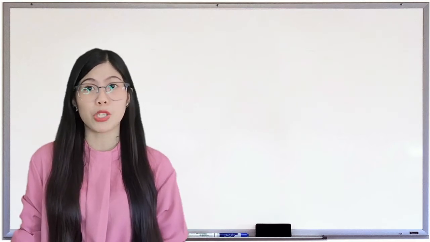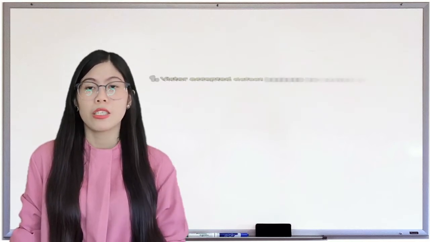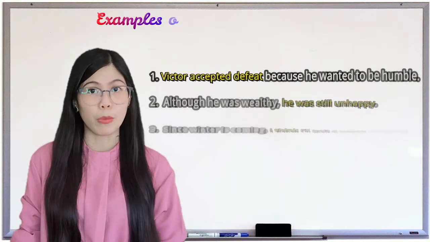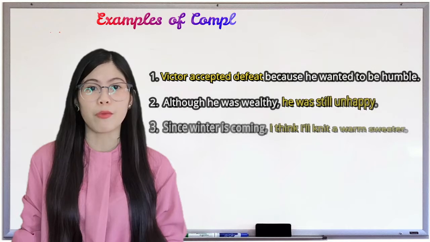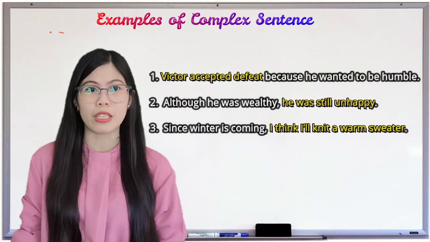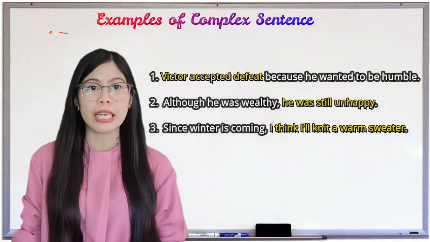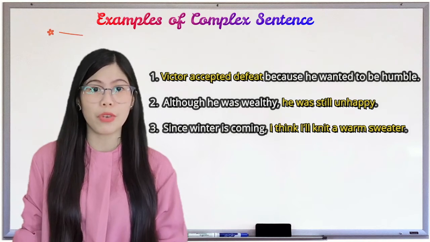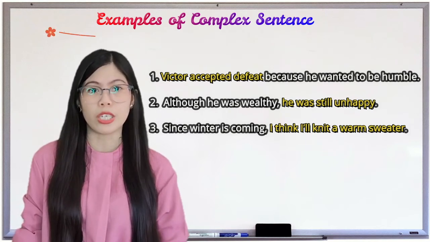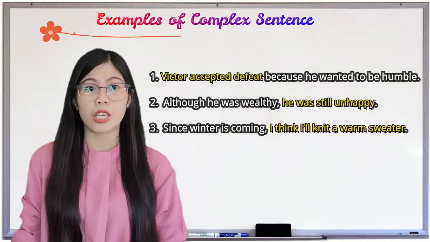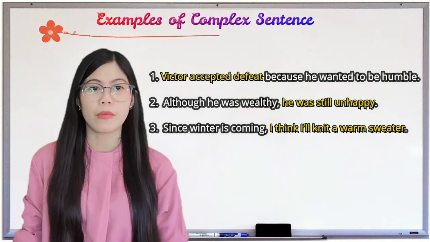Now let's have examples of complex sentences. Number 1: Victor accepted defeat because he wanted to be humble. As you can see here, we have one independent clause, which is Victor accepted defeat. Now what makes it our independent clause? It is because we have the subject Victor, who is the doer of the action, and we have the verb accepted, which is an action word. And this expresses a complete thought or idea.